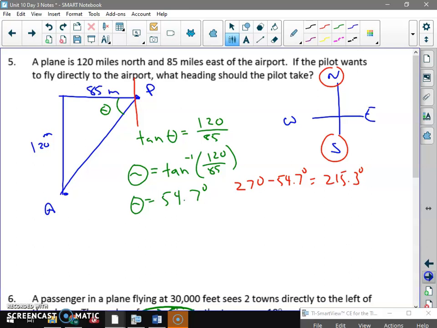Or 54.7 taken away from 90 is 35.3 degrees. But if you're going to make an acute angle, this is the one you want to find off of north-south. You have to attach the two headings of the quadrant you're in. Third quadrant is southwest. 215.3 and 35.3 southwest are the same angle. We'll do more of those in a little while.